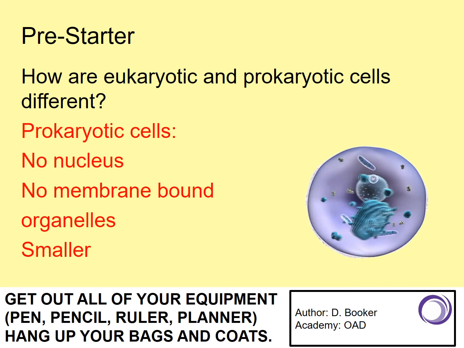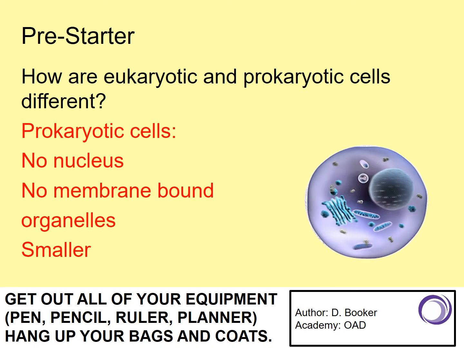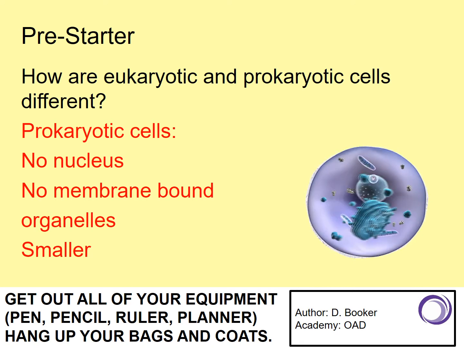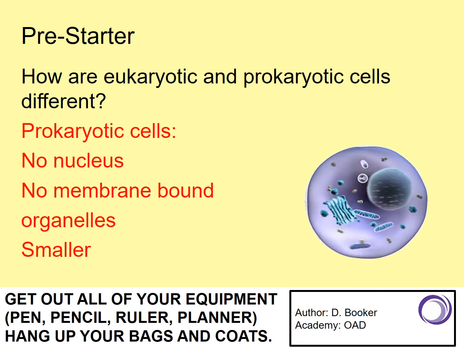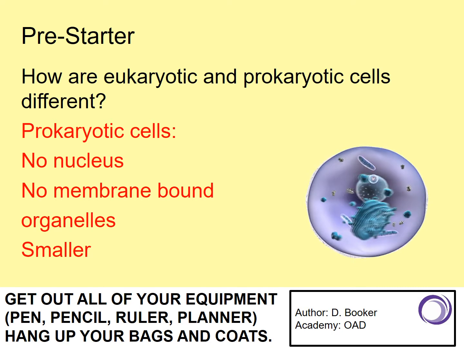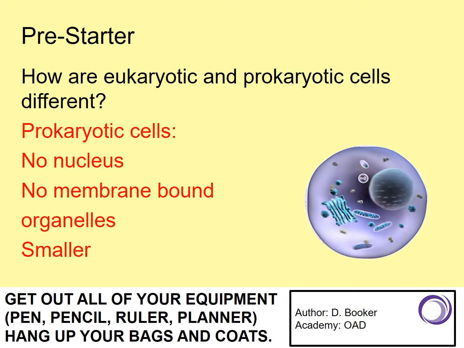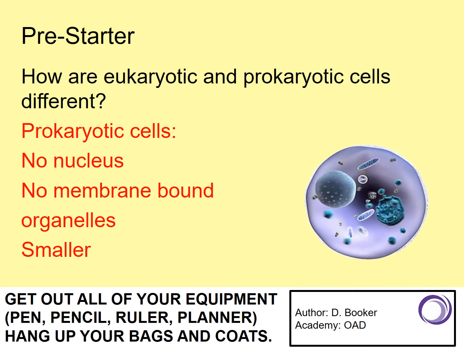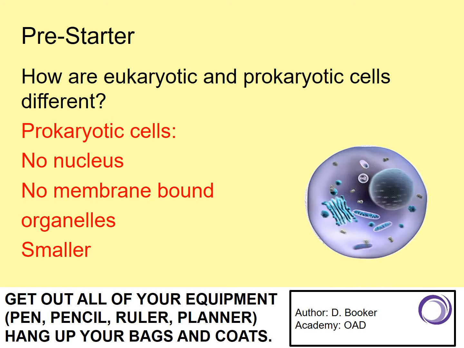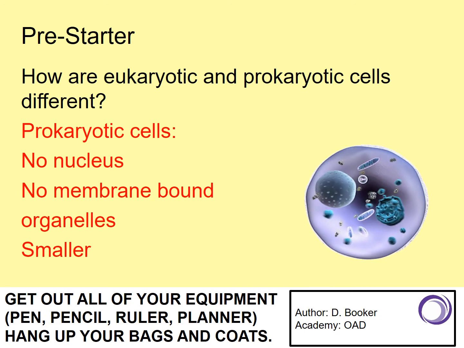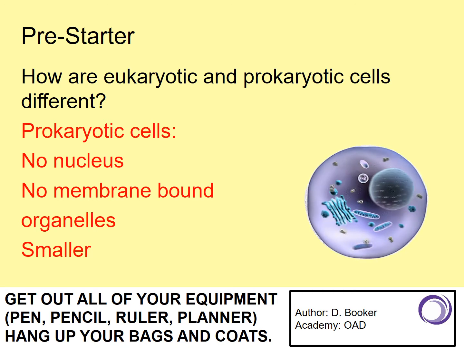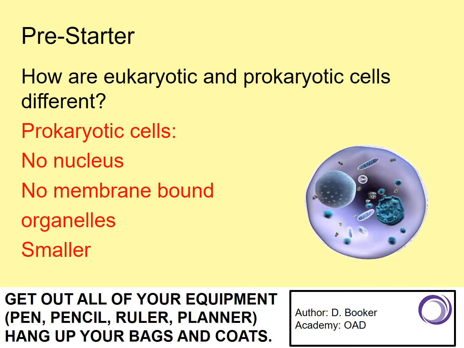Things you could have had. In a prokaryotic cell, you do not have a nucleus. There is no membrane-bound organelle, so that includes mitochondria and chloroplasts. And generally, the prokaryotic cells are smaller, and they have a smaller ribosome as well, because their ribosomes are generally smaller. Other things you may have put, they don't have a cell wall made out of cellulose. Only a plant can have a cell wall made out of cellulose.